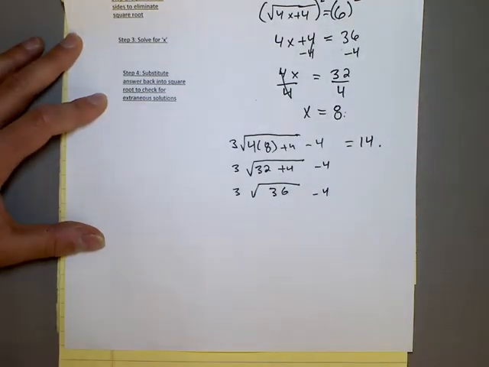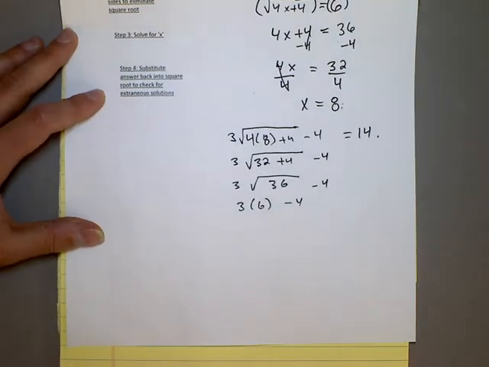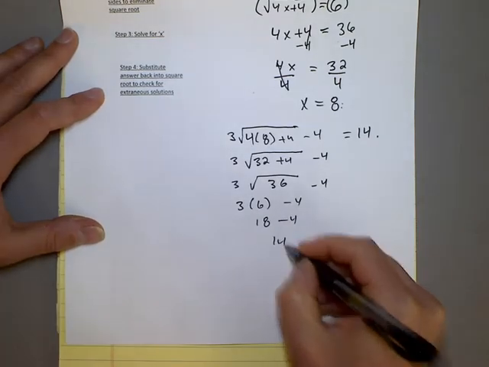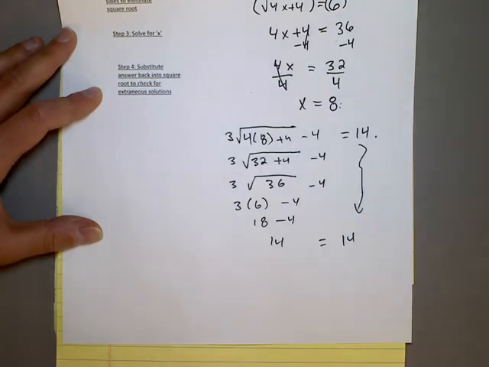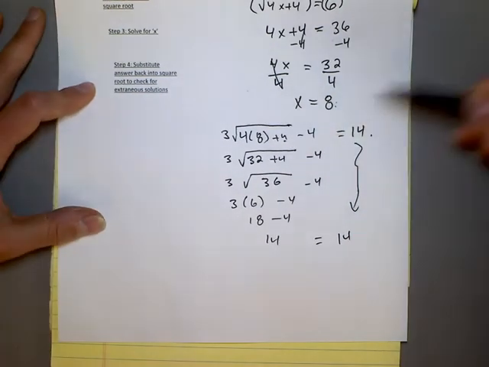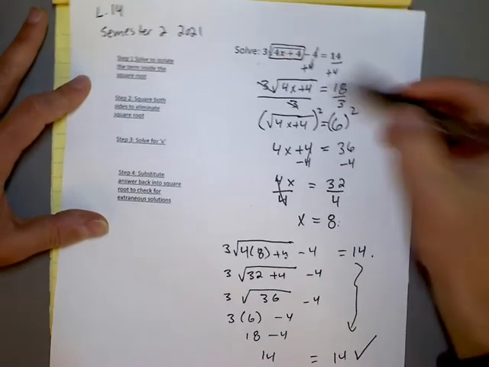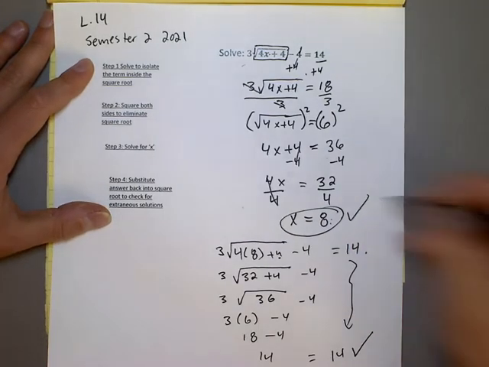Square root of 36 is 6, so 3 times 6 is 18, minus 4, which is 14. And of course, looking at the other side, that's what we're checking to see whether this would equal, 14, and it does. So that means for this particular problem, 8 is a good solution.